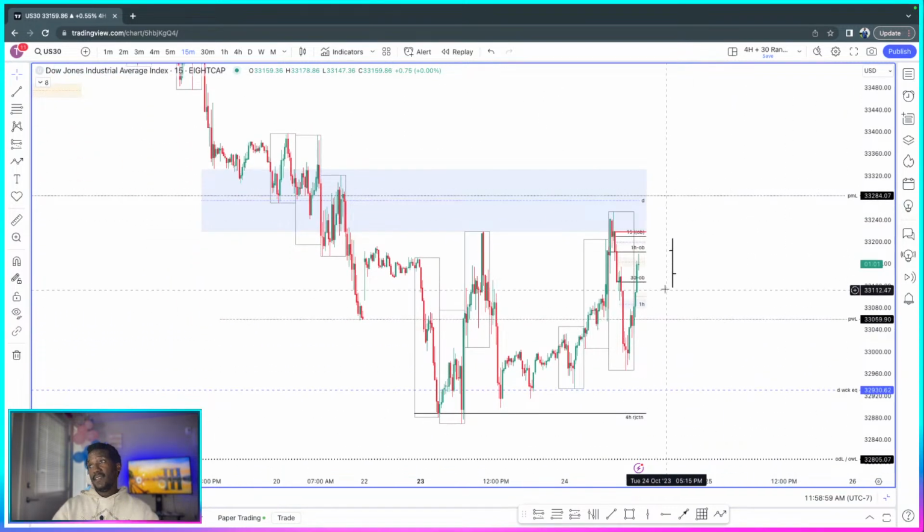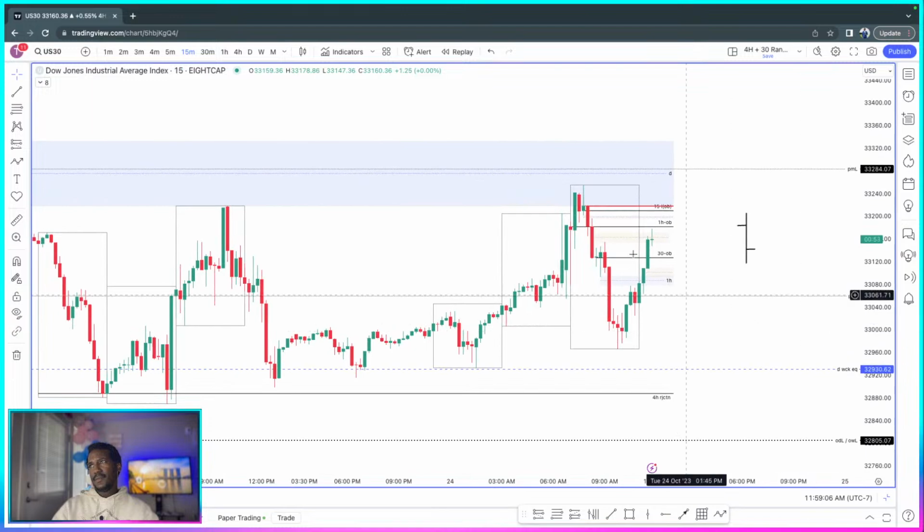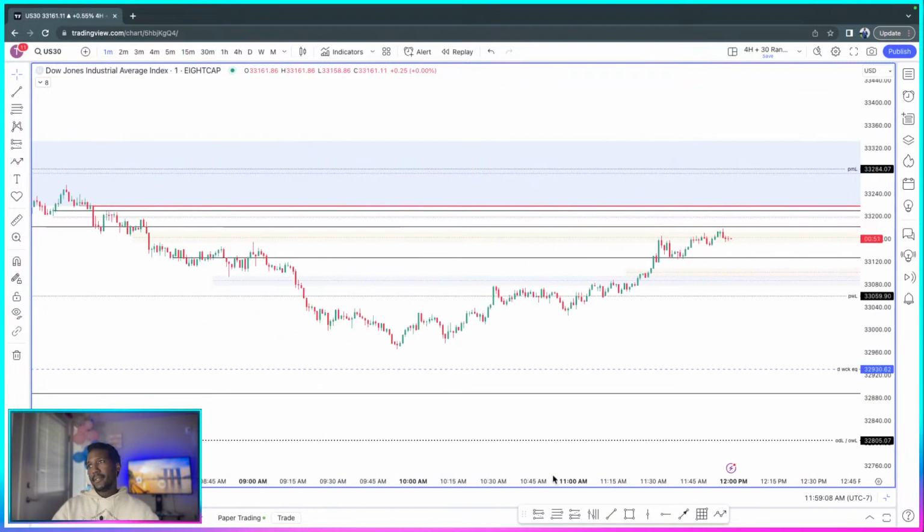That's what I'm thinking. If we are poised to go down below, then maybe come up, take all this liquidity, and then shoot down. I don't know. We'll find out in a few. We'll find out while in the trade, making money. That's how it works.